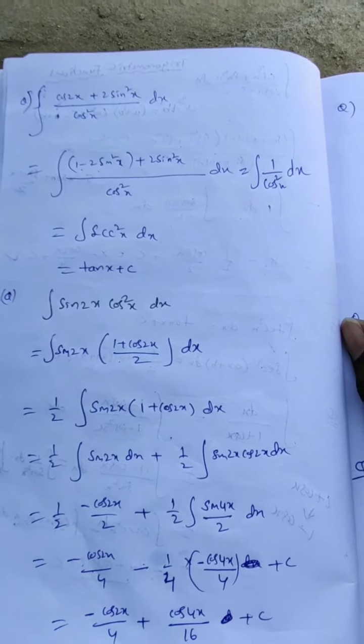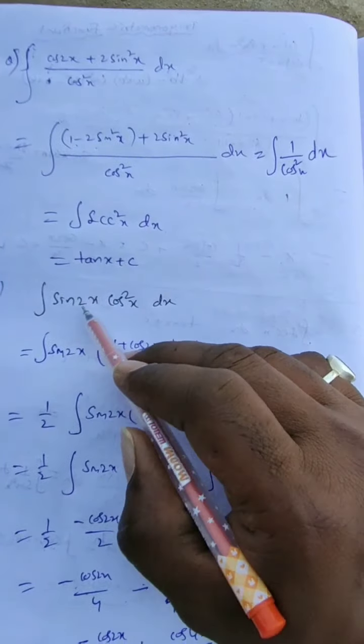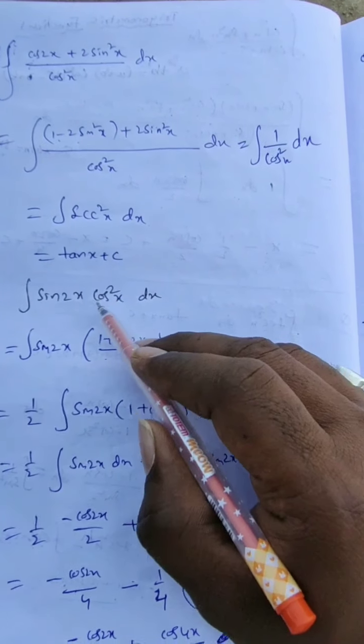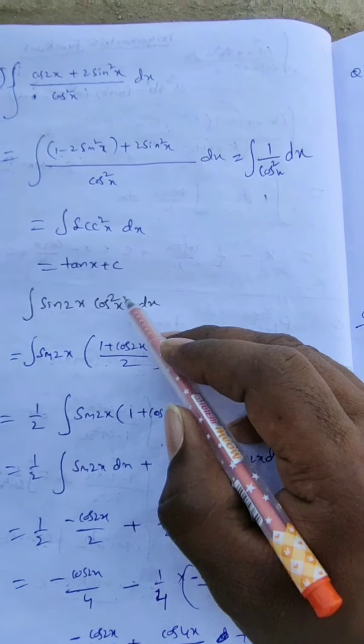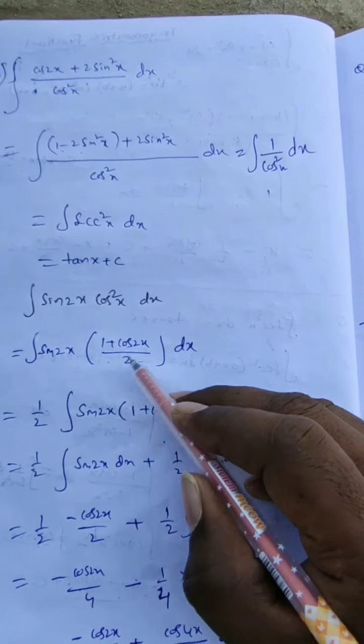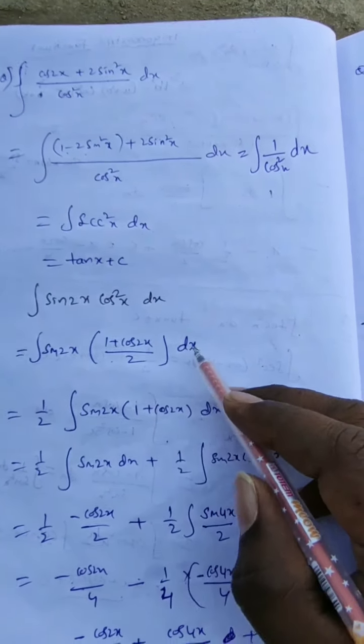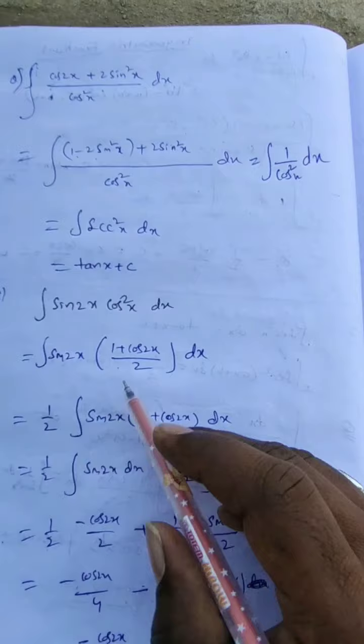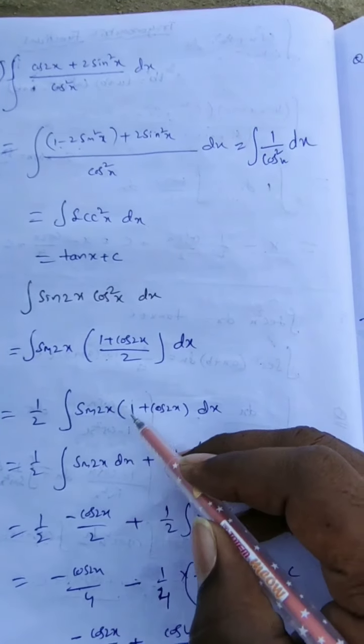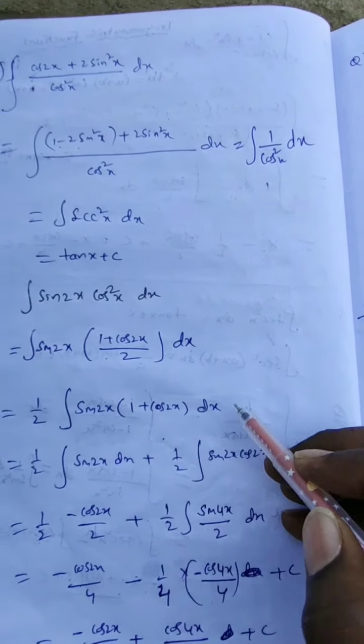Practice only makes these ideas to get. Integration of sin 2x is sin 2x. Already I explained you, whenever you have cos square x, you have to use (1 plus cos 2x) by 2. This is the formula into dx. So you get 1 by 2 out, sin 2x into (1 plus cos 2x) into dx.